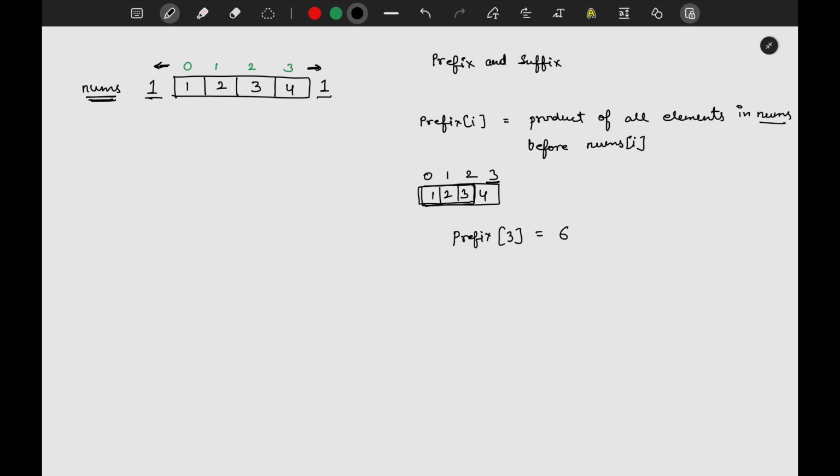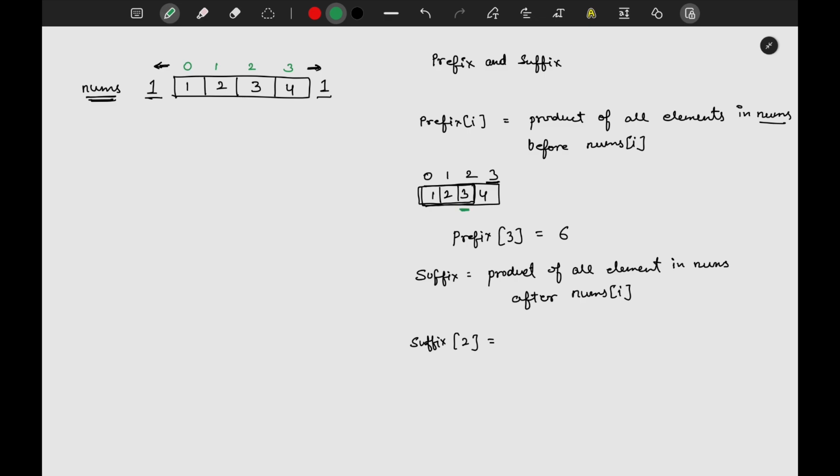And for suffix, a similar definition: the product of all elements in nums after nums[i]. So suffix[2] is equal to what? The product of all the elements after nums[2]. So nums[2] is this. All the elements after this is 4. That's it. So the value of suffix[2] will be 4.